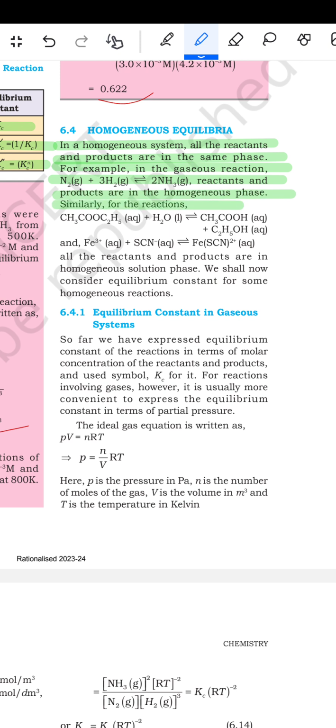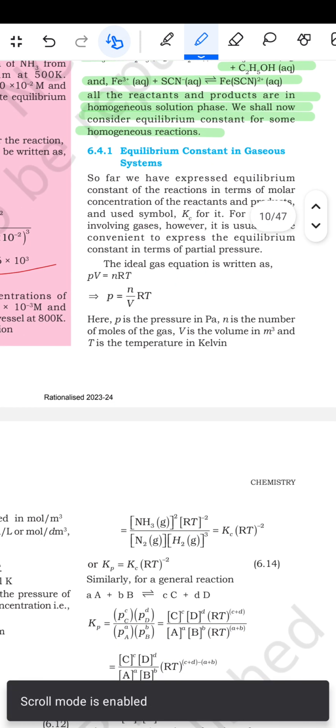Similarly for the reaction CH3COOH + C2H5OH (aqueous) + H2O (liquid), this gives CH3COOC2H5 + H2O, and Fe3+ + SCN- gives FeSCN2+. So all the reactants and the products are in the homogeneous solution phase. We shall now consider the equilibrium constant for some homogeneous reactions.